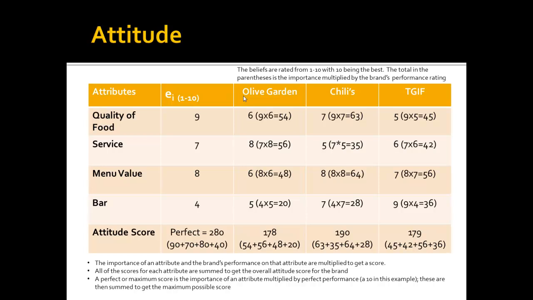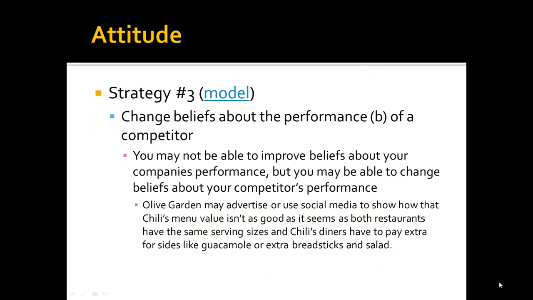So if service was to go up from a 7 to a 9, they would pick up an additional 4 points on TGIF Fridays and an additional 6 points on Chili's, because they're 3 better. So every time they go up one notch higher, more importance, they pick up 3 points compared to Chili's. And that 6 points would put them at 184 and put them much closer to Chili's and above TGIF Fridays.